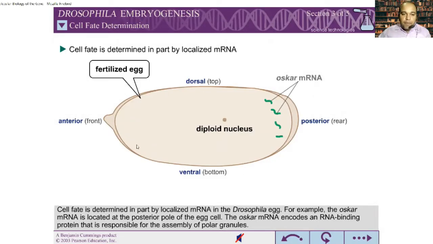Now look here, some mRNAs are always expressed in the egg of Drosophila, even before the process of fertilization can take place. There is an mRNA concentration that is found in the egg of Drosophila melanogaster. All such mRNAs are commonly referred to as maternal effect genes.